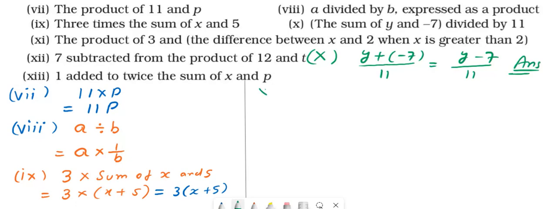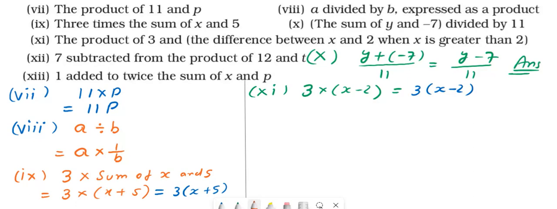11th part, the product of 3 and the difference between x and 2. So beta, 3 times of x minus 2. It can be simply written as 3x minus 2. This will be the answer of this part.